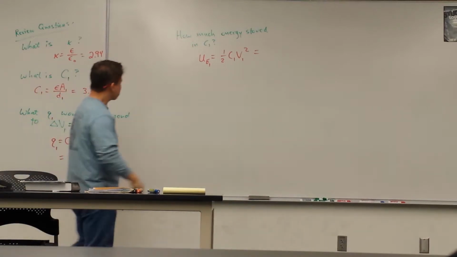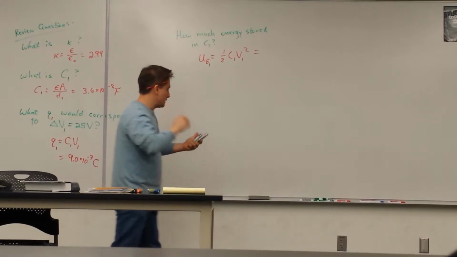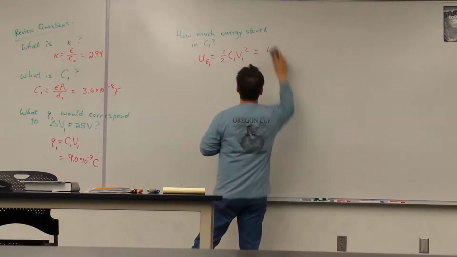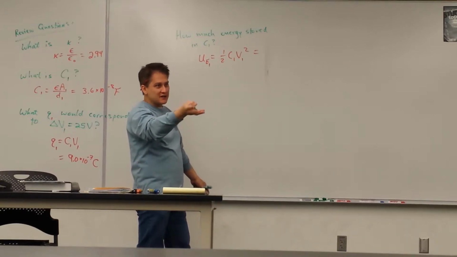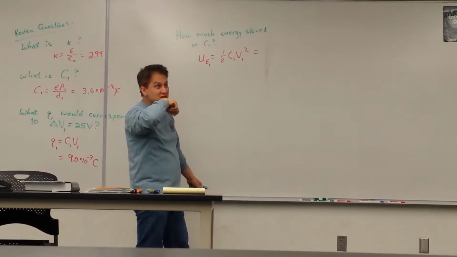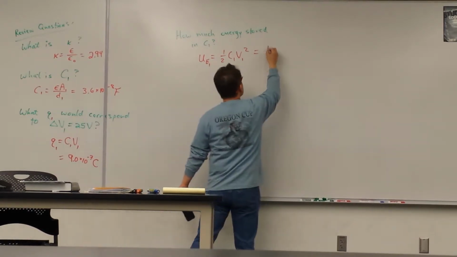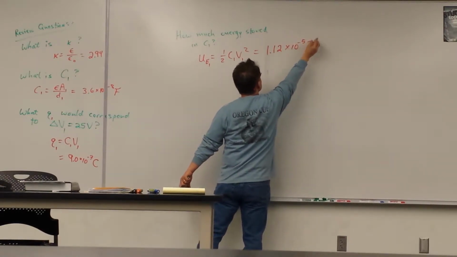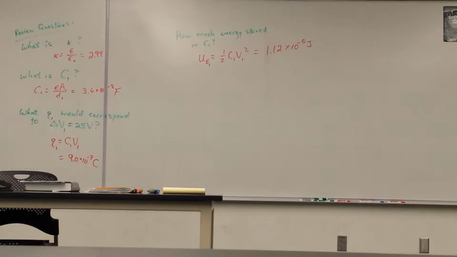That's right. 1 times 10 to the negative fifth. It's 4.5 times 10 to the negative 7 times 25. So whatever that is. 1.12 times 10 to the negative fifth. I was thinking 1.2, but good enough. Okay, so those are basic questions.